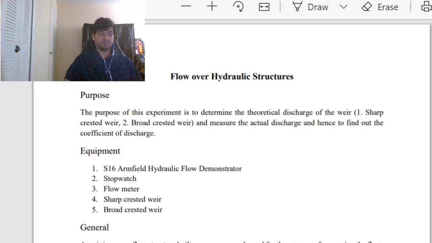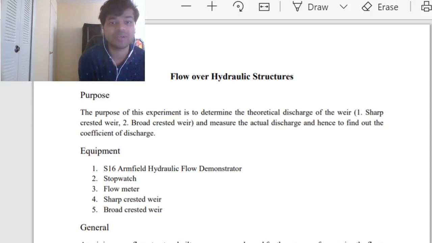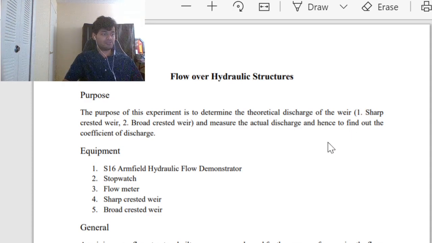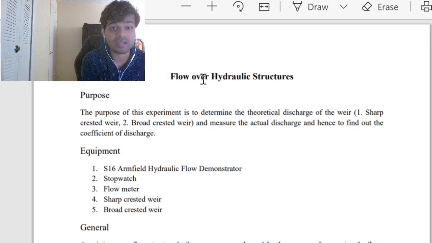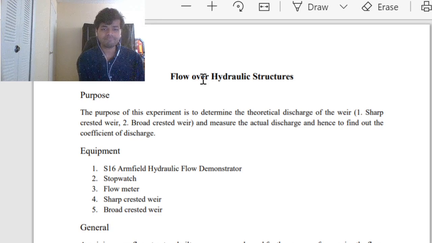Hi, welcome to the hydraulics lab this week. Today is Lab 4, as you know. If you open your lab manual, you can see the name of our lab today: flow over hydraulic structure. First of all, I want to talk a little bit about hydraulic structures.